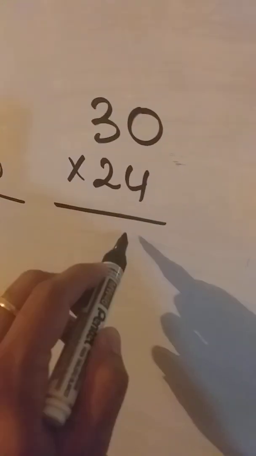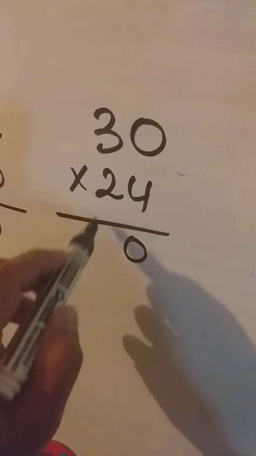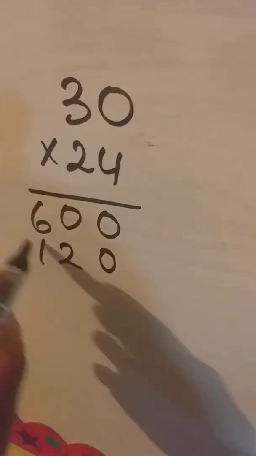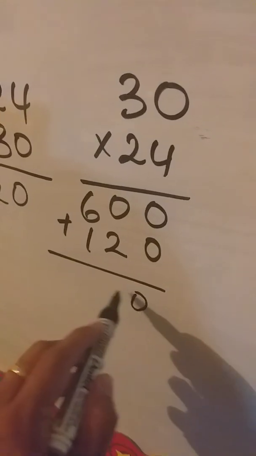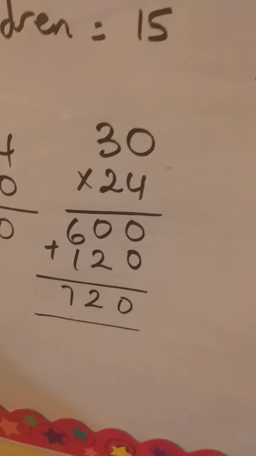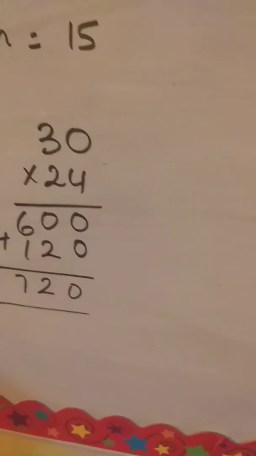Or if you do it as normal, remember you're multiplying by your tens first. 0 by 2 is 0, 3 2 is 6, 0 by 4 is 0, 3 4 is 12. When you add that, you'll still get the 720. So he had 720 plums in total.